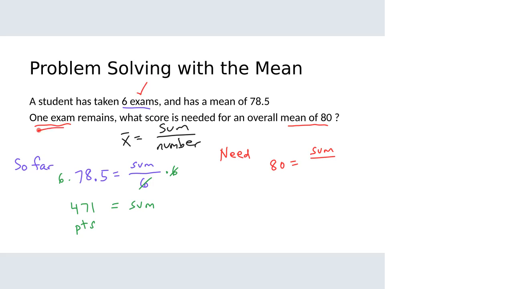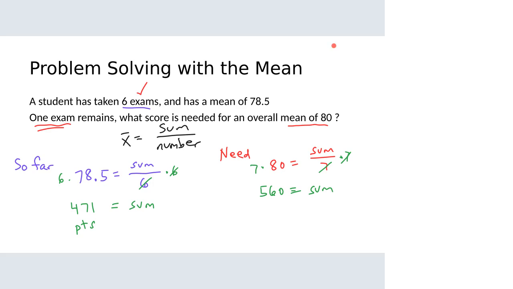So after that exam, now we're talking about a mean involving 7 exam scores. So what they want is, after they take this next exam, that their point total divided by 7 will be 80. They want to have a mean of 80. Similar to what we did on the other side, we'll multiply by 7 on the right, multiply by 7 on the left. And so 560 is the sum that they need.